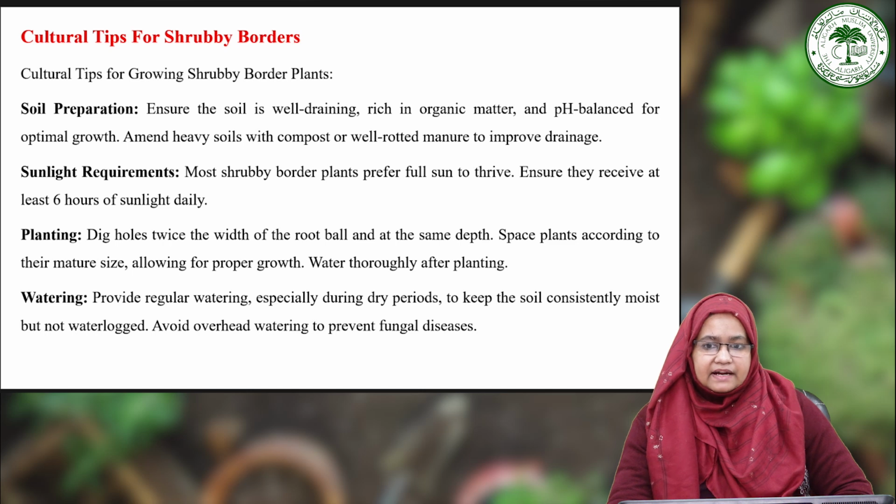And next is planting. Dig a hole twice the width of the root ball and the same depth to accommodate the plant. Space plants according to their mature size, allowing for proper growth and air circulation. And water thoroughly after planting to settle the soil around the roots.